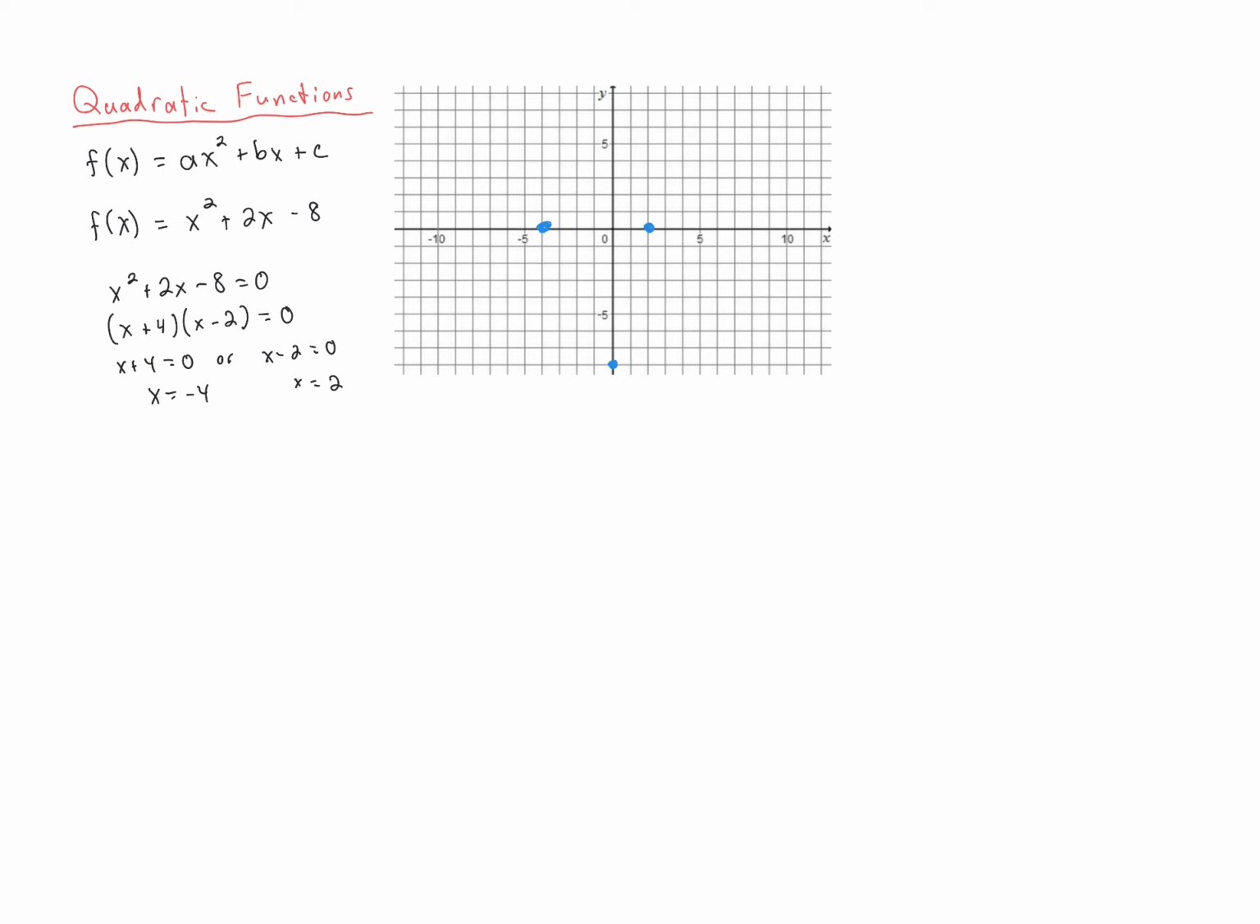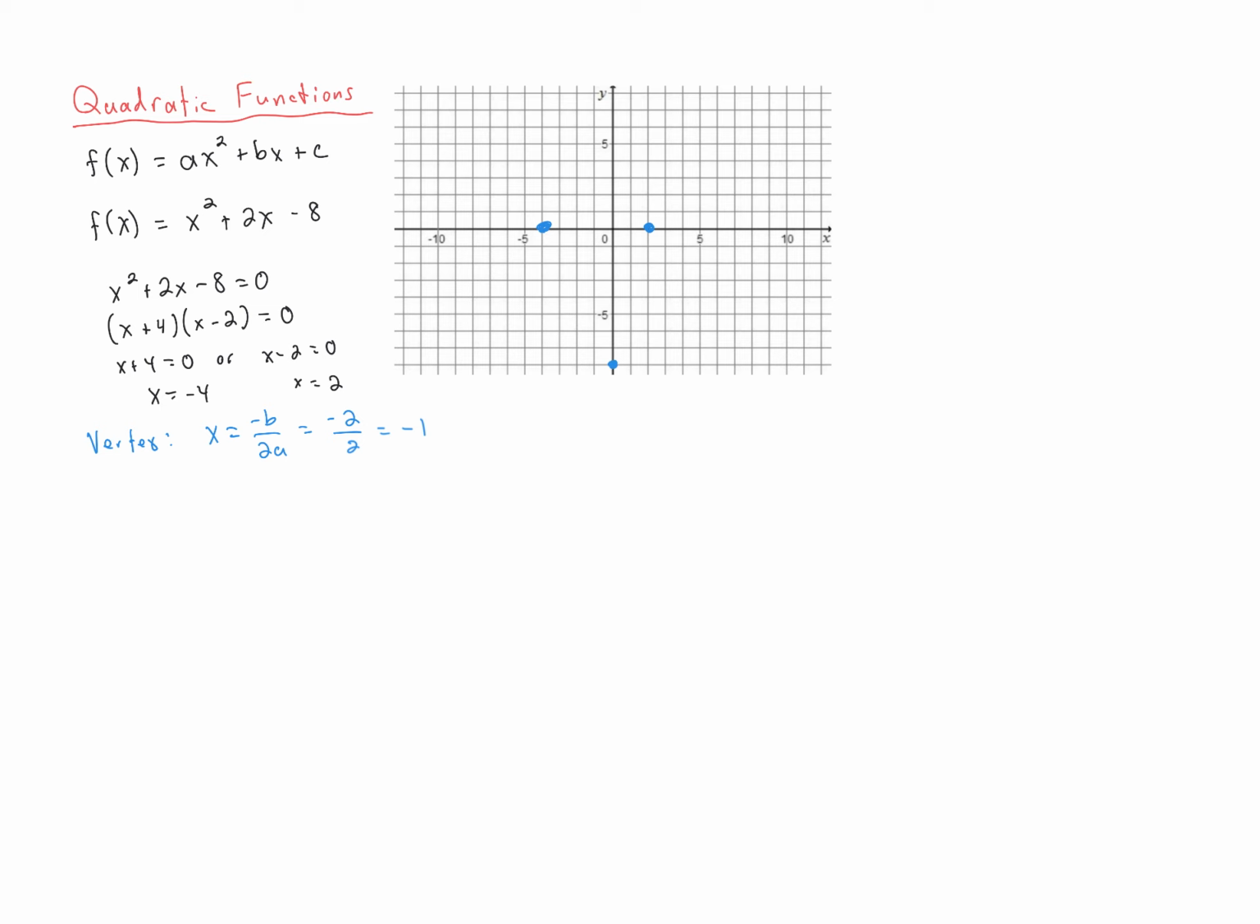There are different ways of doing this, but if you want the vertex, the x-coordinate comes from the opposite of b over 2a. In this case, the value of b is 2, so that is going to be a -2 there. And then in the denominator, the value of a is 1, because x squared is the same as 1x squared, and 2 times 1 is 2. So the x-coordinate of our vertex is going to be -1.